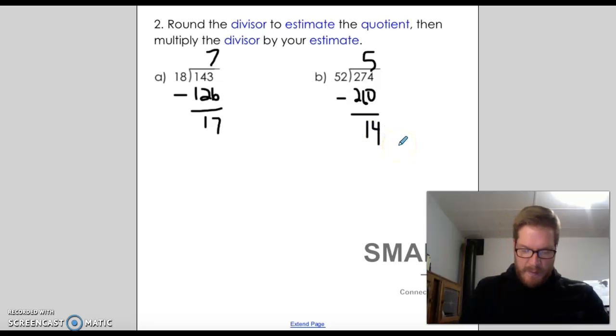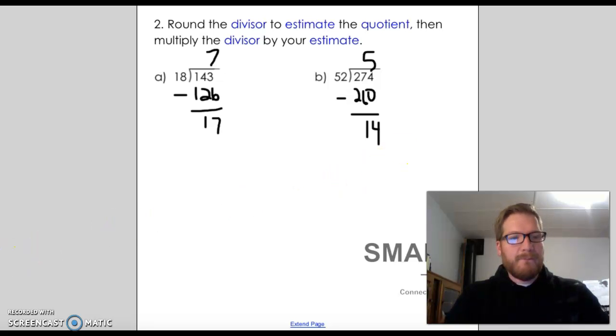Okay, and so at this point, if you would like, you can pause it here, and you can work on number 4 in the workbook on page 42, and then you can unpause it when you're ready to move on.